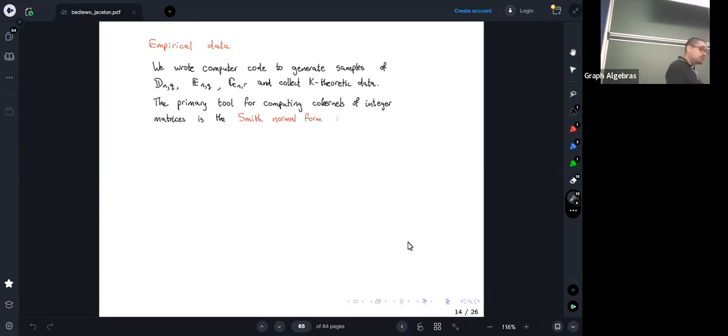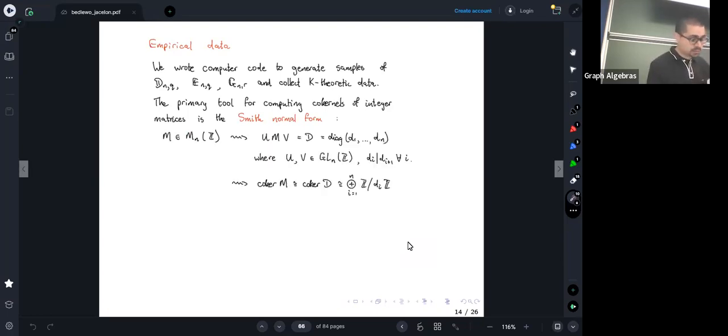I think that anyone who starts trying to compute K-theory of graph C*-algebras quickly becomes acquainted with the Smith normal form. If you are unfamiliar, let me just tell you what it does. It's an algorithm where the input is an n by n integer-valued matrix, and the output is this diagonalization. So you get UMV equals D, where U and V are invertible integer-valued matrices, and D is a diagonal integer-valued matrix where the entries successively divide each other. In particular, the cokernel of the matrix you started with is the cokernel of the diagonal matrix D.